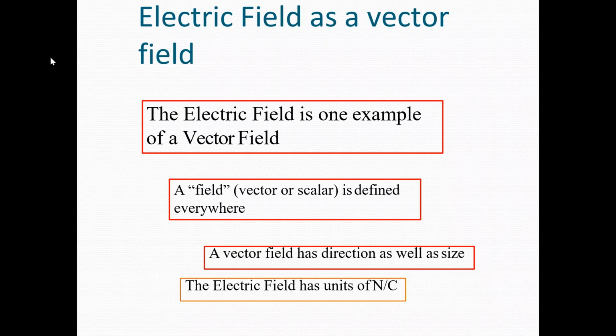Electric field is a vector field. The electric field is one example of a vector field. A field, vector or scalar, is defined everywhere. A vector field has direction as well as size. The electric field has units of newtons per coulomb.